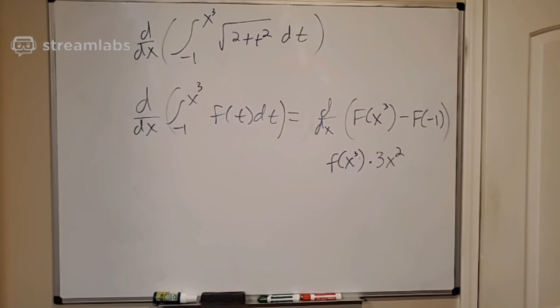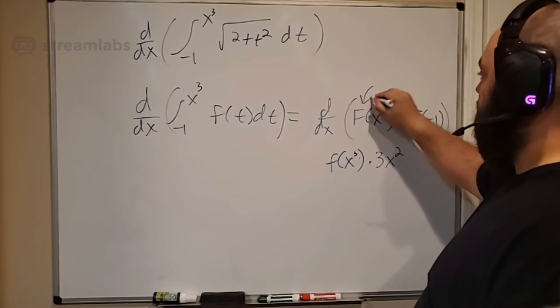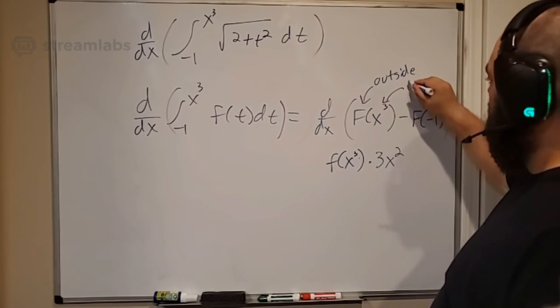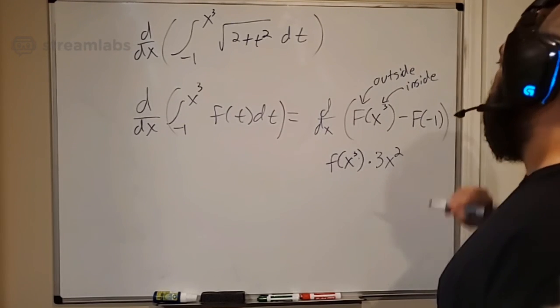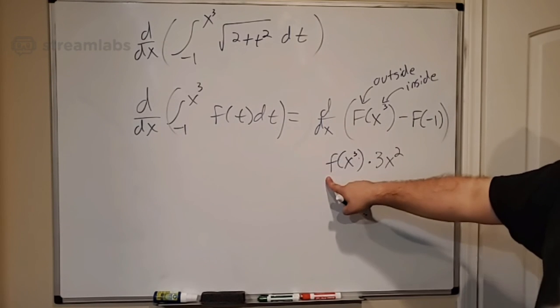This is two separate functions up here with the capital F. So your outside function is capital F, and your inside function is x cubed. So we hopefully remember those derivative rules: derivative of the outside, leave the inside alone, times the derivative of the inside.